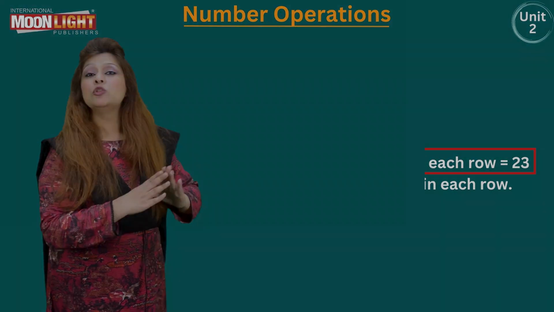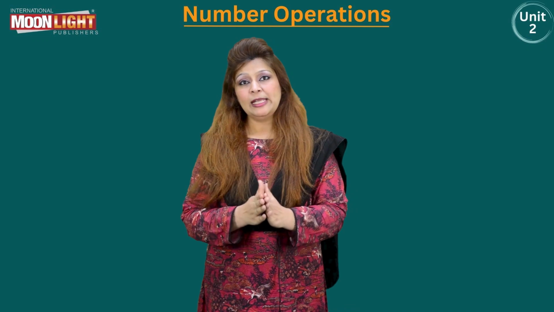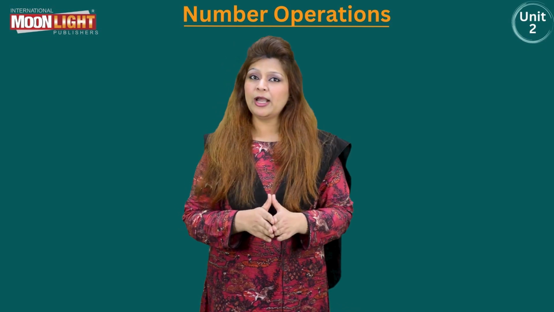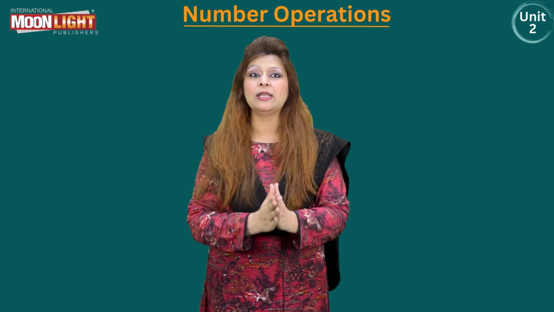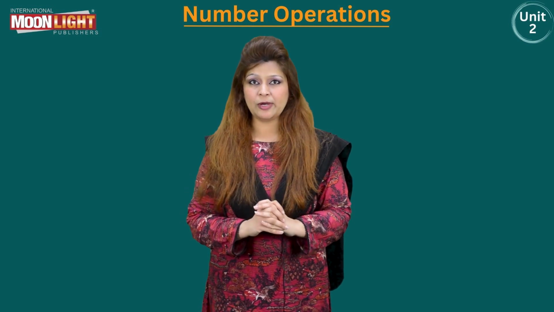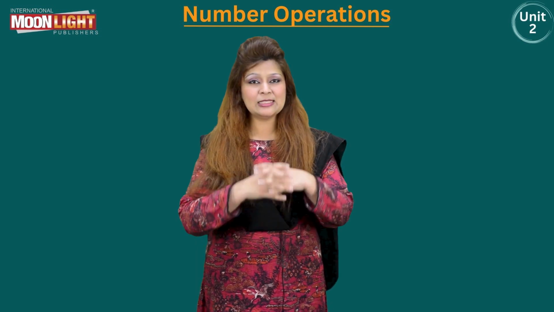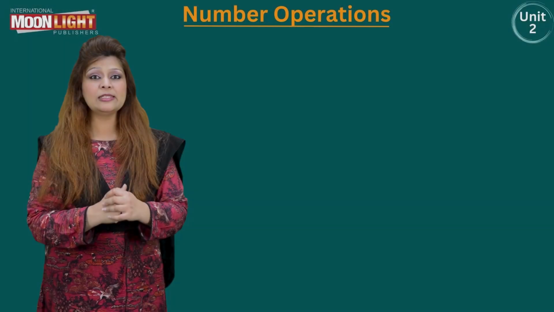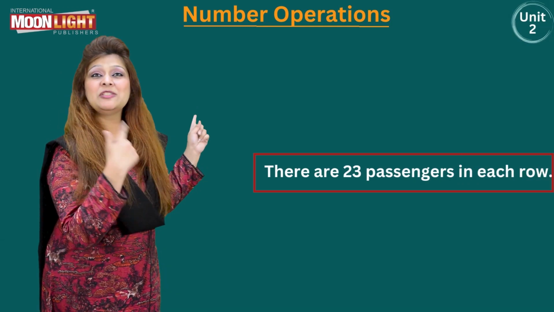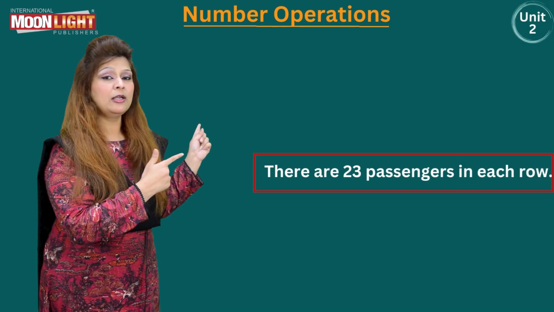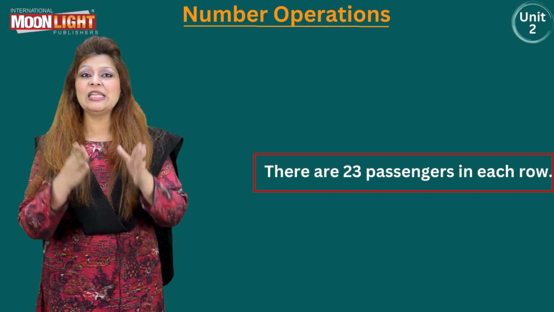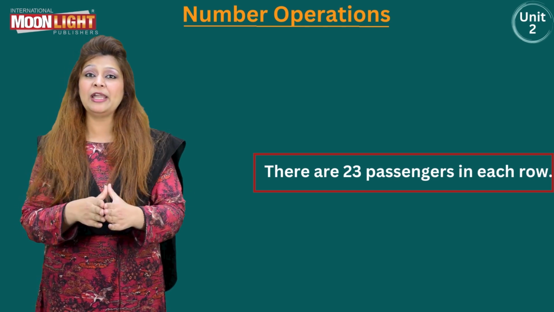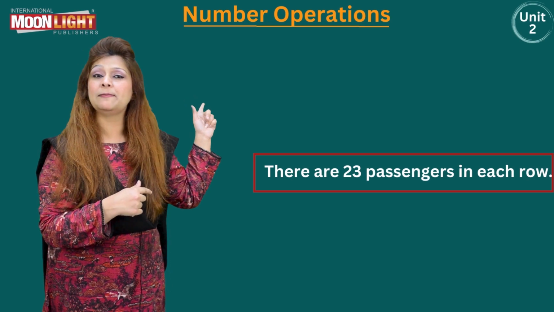So I'm going to tell you one more interesting thing, that here also we are going to write the ending statement without the equality sign. So without the equality sign, I'm going to write the statement from the question. I'm going to change the question in this way to make a statement without the equality sign. So here is the statement, which is really very important. There are 23 passengers in each row. This one I have derived from the box statement.